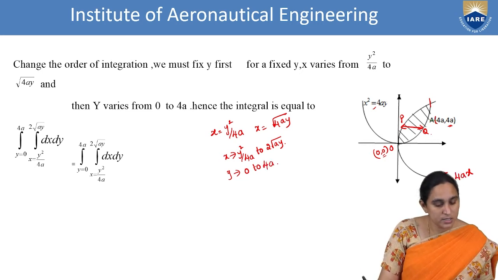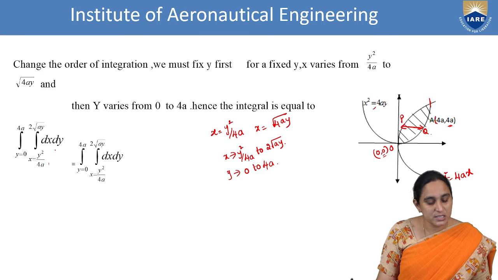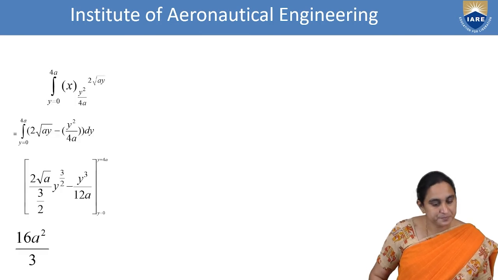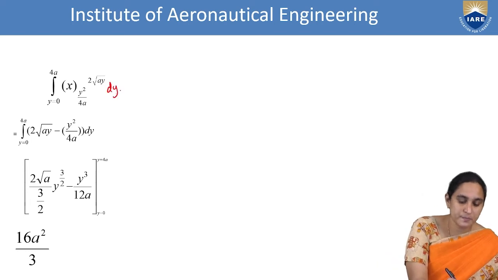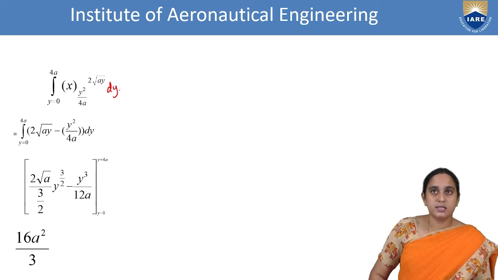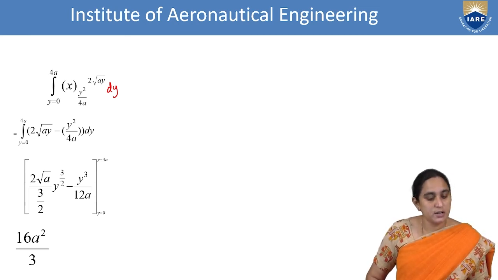Now change the order of integration. Here y goes from 0 to 4a, and the x limit points are x equal to y square by 4a to 2 root ay, with the integrand dx dy. Now first integrate with respect to x. The first integration is with respect to x, that is the integral of dx, with the limit points y square by 4a to 2 root ay.